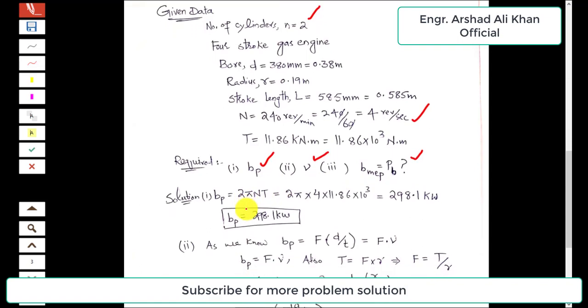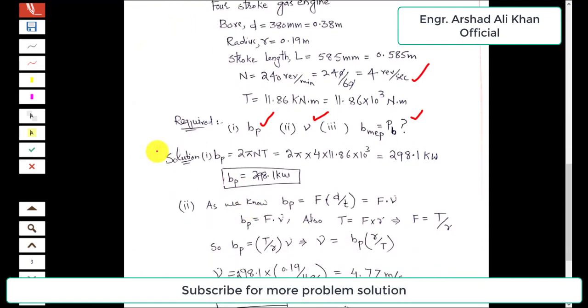So coming to the solution of this problem, we have this expression for brake power: brake power is equal to 2 pi N T, where N is the engine speed in revolutions per second and T is the torque given. So when we put the values, it becomes 2 pi into 4 into 11.86 into 10³. In kilowatt, the value comes out 298.1 kilowatt. So this is the required brake power for this engine.